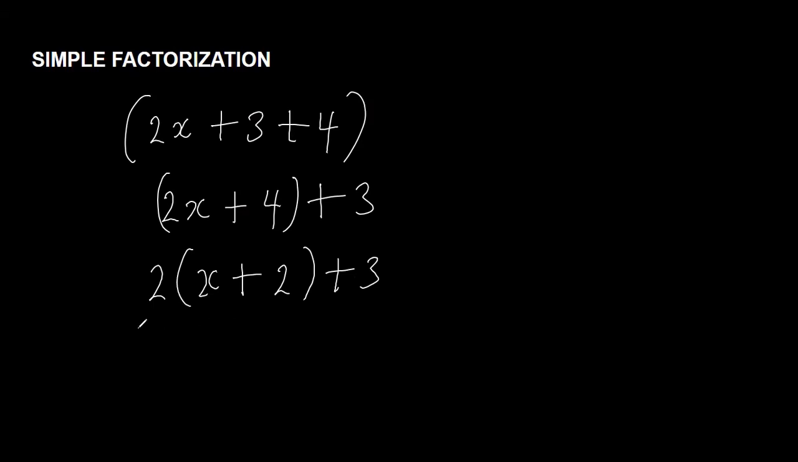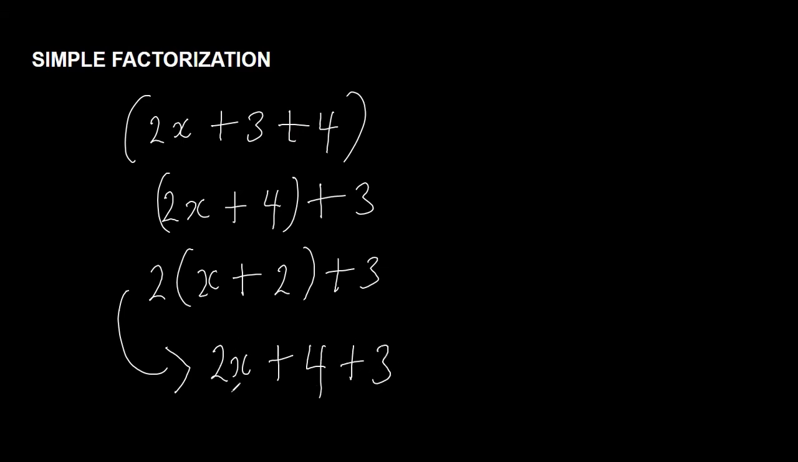Now you can also expand this expression back to give you this. You can expand this by simply using this 2 to multiply all the numbers we have here. So let's see how to take it back to what it was before. If we use 2 to multiply x, we have 2x. Then write our plus sign. We still use this 2 to multiply 2, we have 4. Then we have our plus 3.